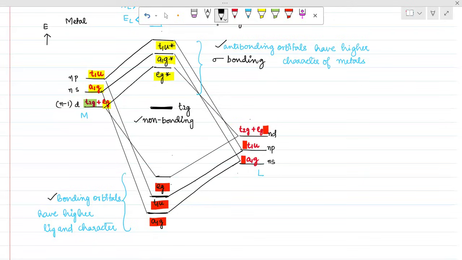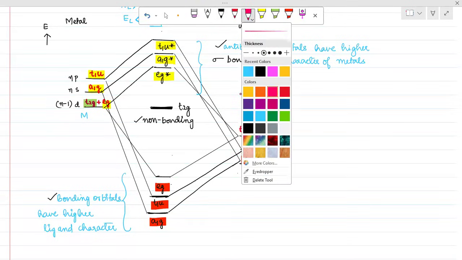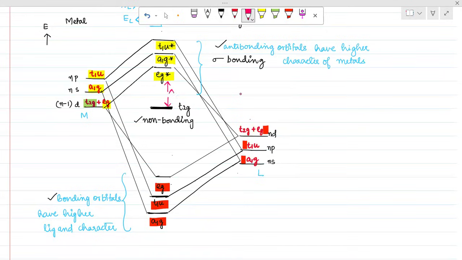Now in CFT, we learned that the crystal field splitting energy is the energy gap between T2G and Eg. Am I right? Now can you see this? T2G Eg gap over here is what is written as crystal field splitting energy delta O. So according to the adjusted CFT or LFT, it is the gap between the non-bonding T2G with the anti-bonding Eg that is represented as crystal field splitting energy delta O.